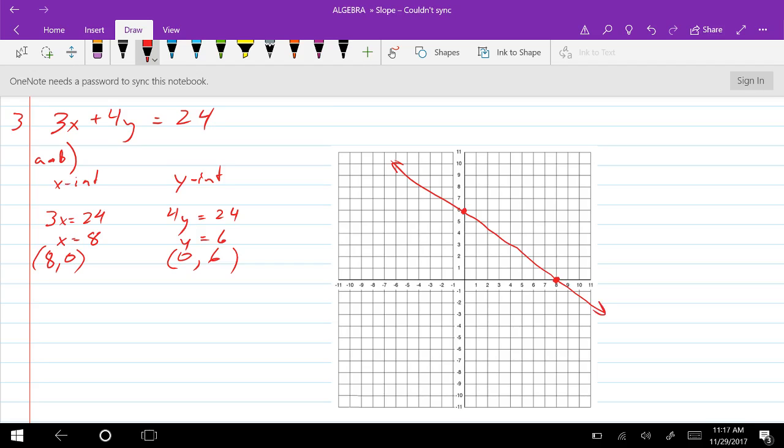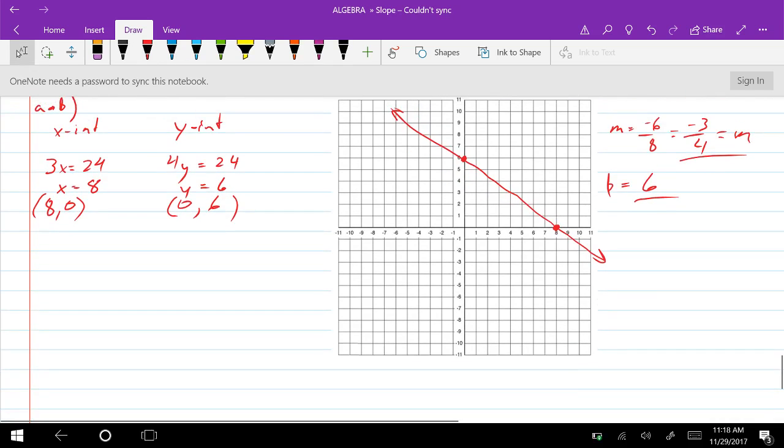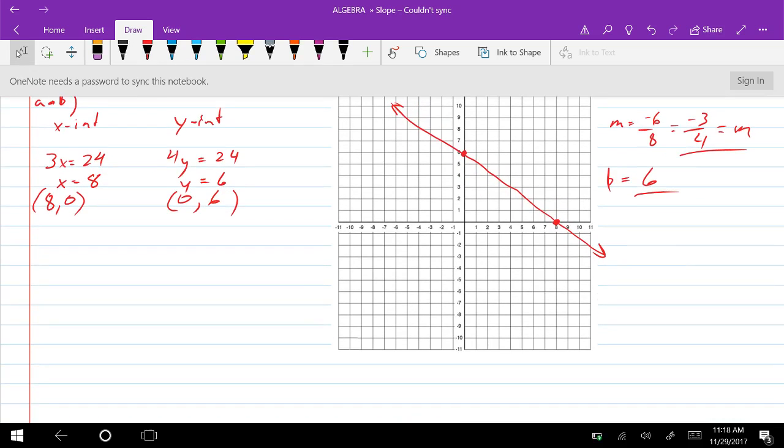And what I see is it should have a slope of down 6 over 8. So slope should be m equals negative 6 over 8, and that simplifies into negative 3 over 4. And I know what my y-intercept is, so my b is equal to 6. So now I'm going to check it, because I have to put it in slope-intercept form.